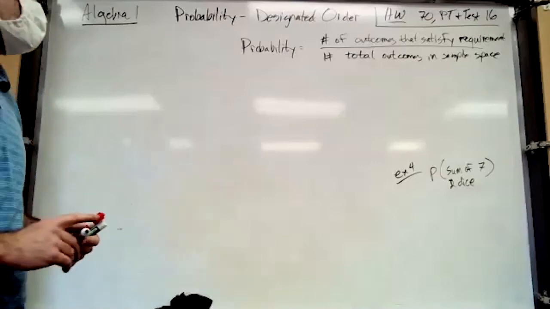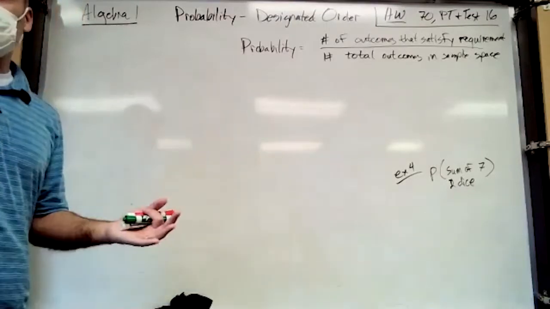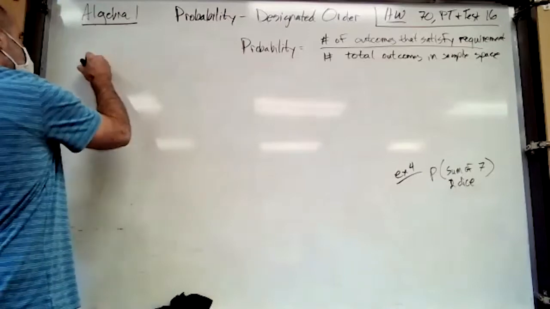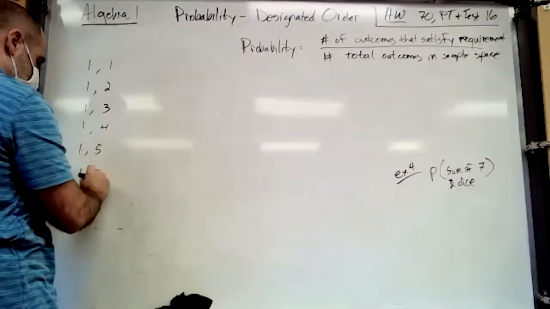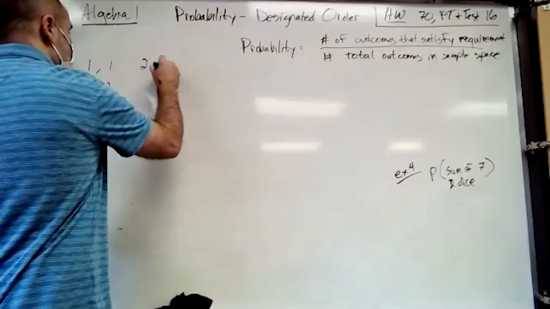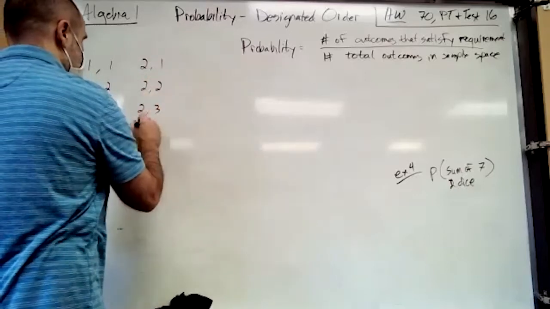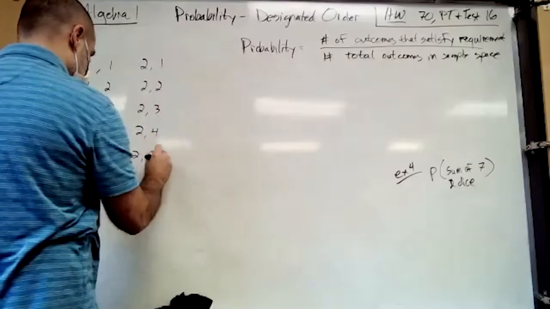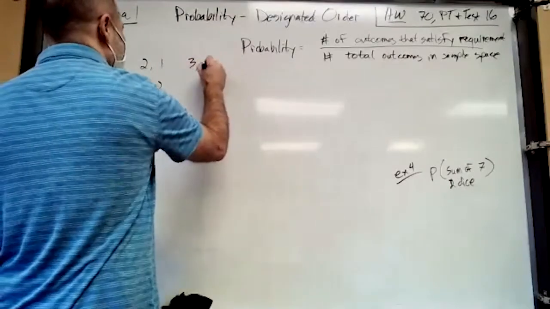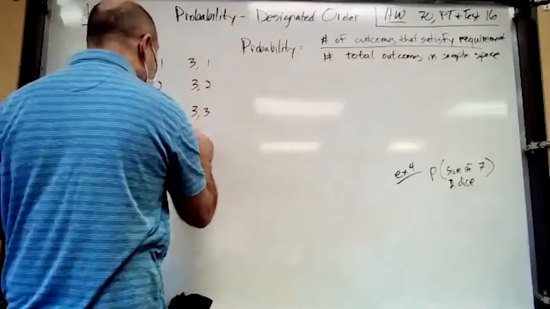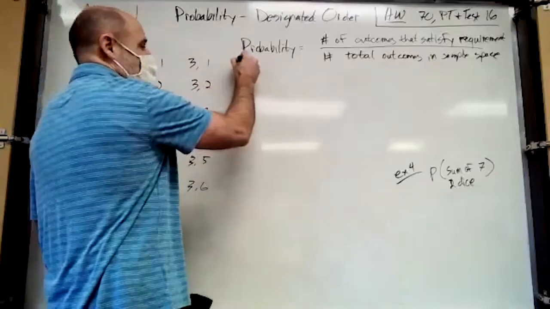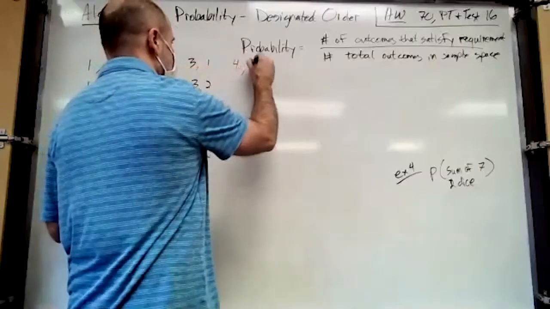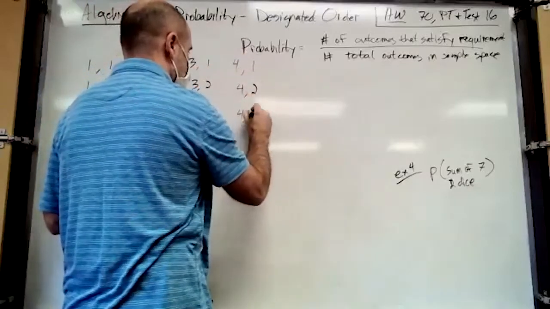All right, so let me just list out all the different possibilities. You could get a 1 and a 1, a 1 and a 2, a 1 and a 3, a 1 and a 4, a 1 and a 5, or a 1 and a 6. You could get a 2 and a 1, 2 and a 2, 2 and a 3, 2 and a 4, 2 and a 5, 2 and a 6. You could get a 3 and a 1, 3 and a 2, 3 and a 3, 3 and a 4, 3 and a 5, 3 and a 6. You could get a 4. I can't get much higher, so I'm not going to do that. So I'll just list them out.